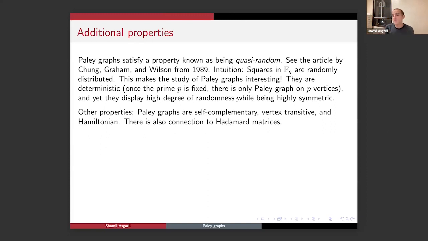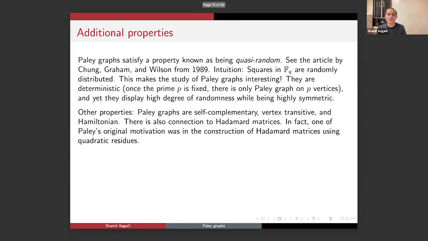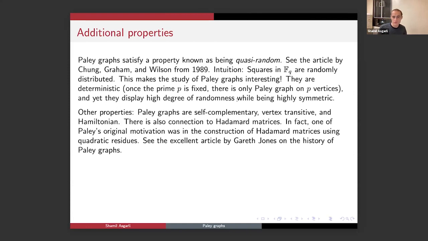There's also a connection to Hadamard matrices. Hadamard matrices are very special matrices that have entries -1, +1, and they have orthogonal columns and so on. In fact, Paley's original motivation for studying Paley graphs was in search of a construction of Hadamard matrices using quadratic residues. So really, Hadamard matrices are at the origin. It's like the origin story of Paley graphs. And Gareth Jones wrote a very excellent article on the history of Paley graphs and Paley himself.